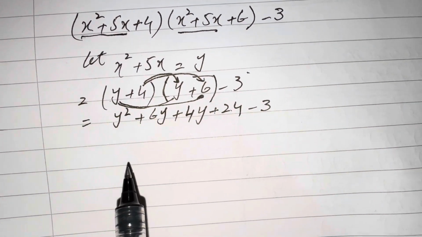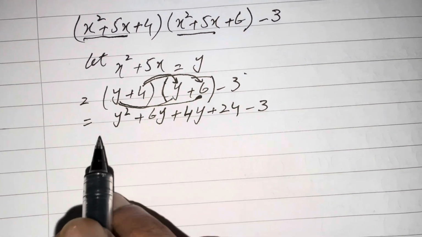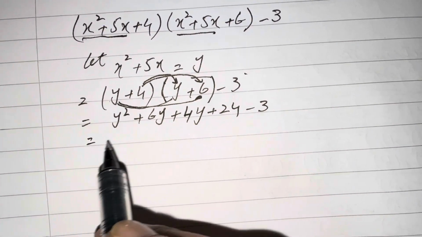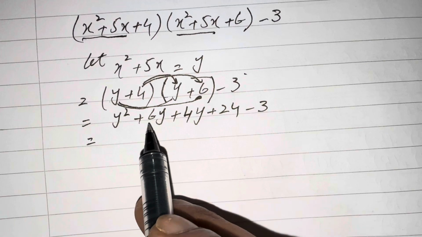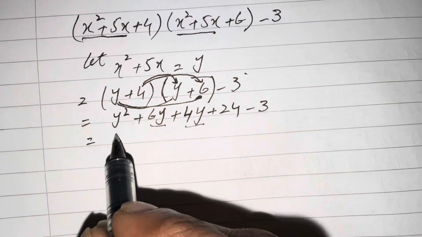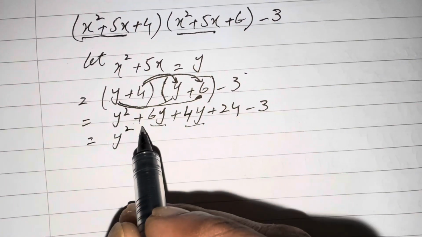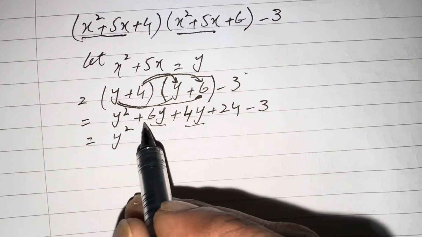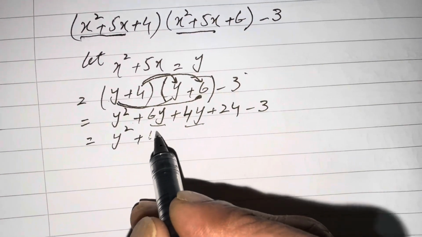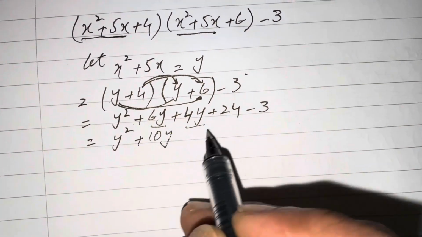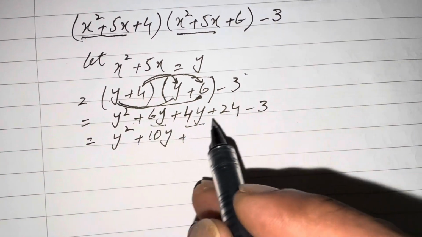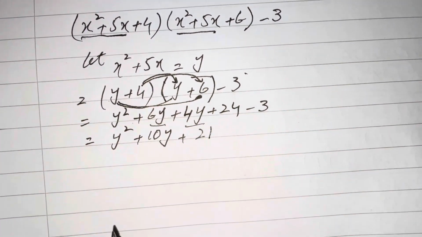Now in the next step, we are going to simplify: these two terms are the same and they are adding with each other. So y squared plus 6y and 4y will make 10y, plus 24 minus 3 will be equal to 21.